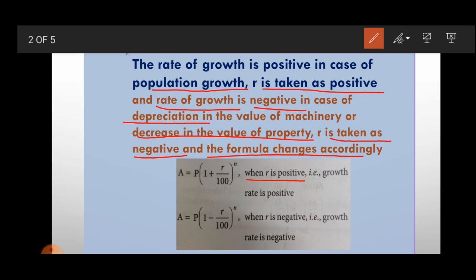When R is positive, that is growth rate is positive, then the formula to find amount is A = P(1 + R/100)^n. And when R is negative, growth rate is negative, then amount is equal to principal into (1 - R/100)^n.